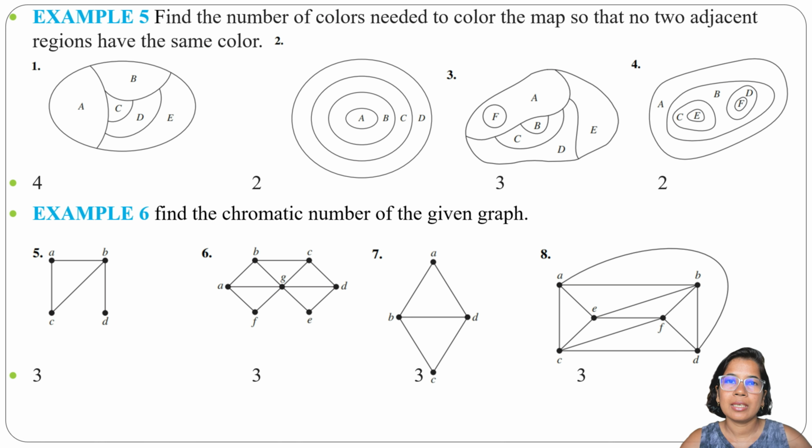With this I am finishing graph coloring. In today's lecture I discussed what is graph coloring, what is chromatic number and the 4 color theorem with some examples. In the next lecture I will discuss previous questions of graph theory.